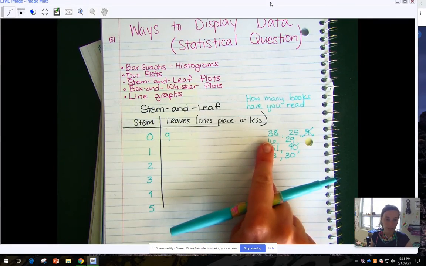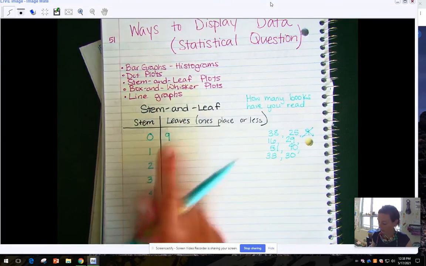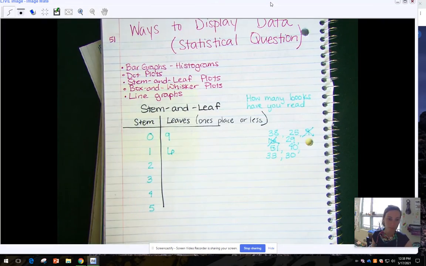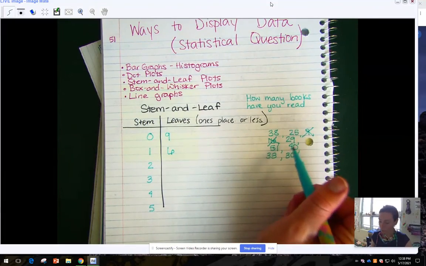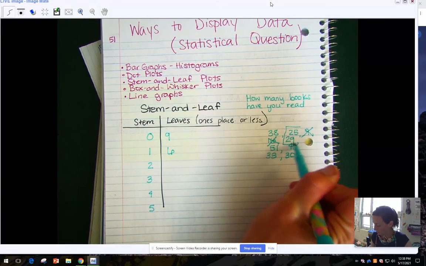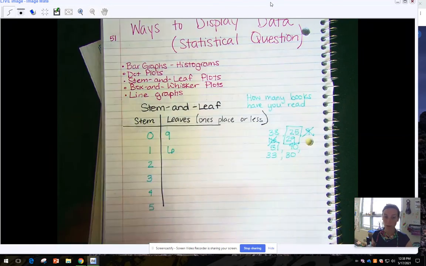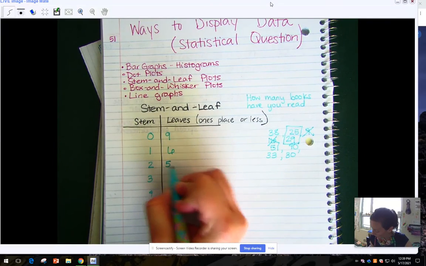For 16, there's only 1 that would be in the tens place. That would be with 1 as the stem. Now there are 2 values that both go in the 2. We put those in order from least to greatest. And if we had multiple people who said 25, we would put as many 5s as people that said 25. So I'm going to do 5, 9.